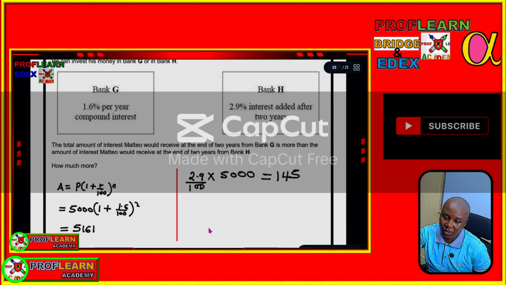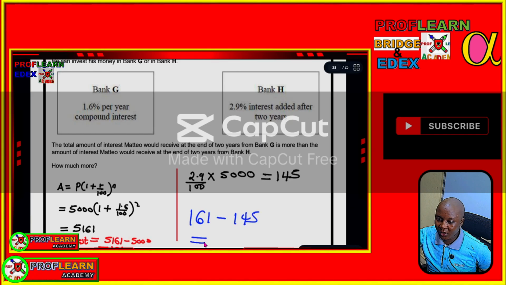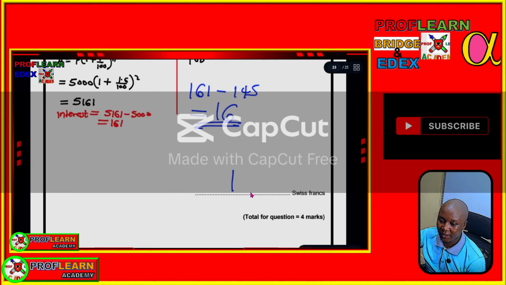We need to work out the interest gained by bank G. This is going to be 5,161, we subtract 5,000. So that's the interest. So we shall have 161 minus 145. So I can say G had 16 Swiss francs more than that.